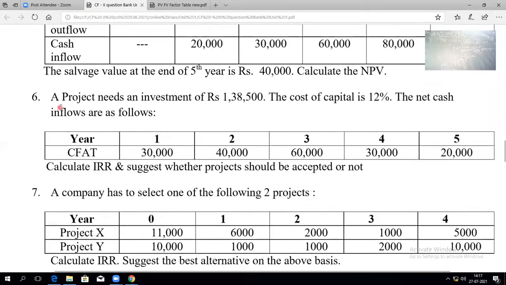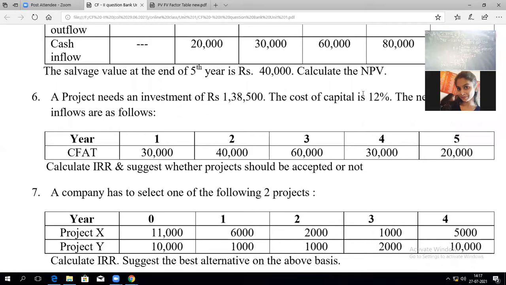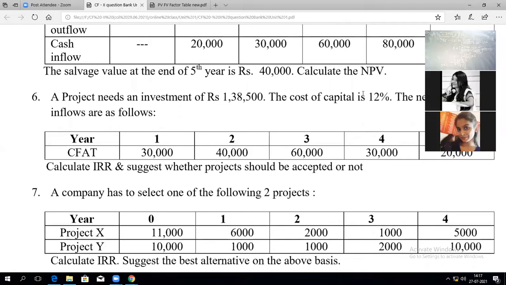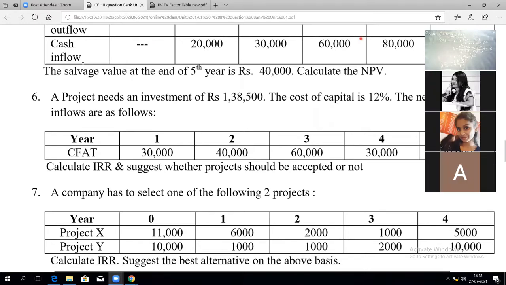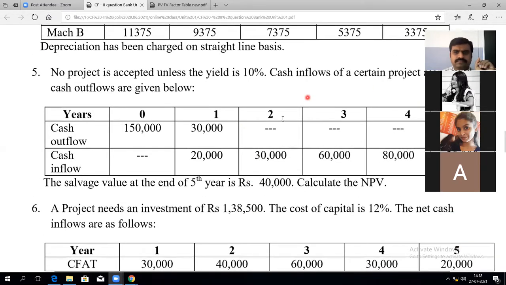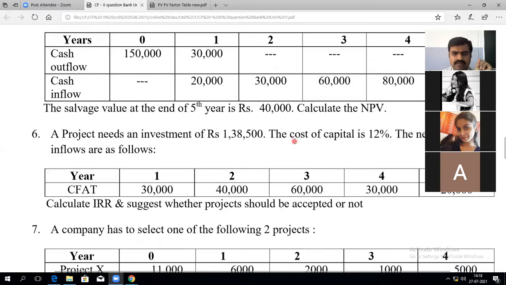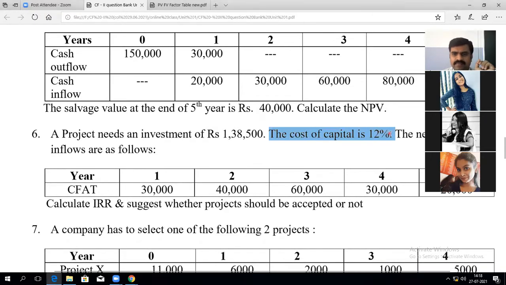Now tell me, I think for this question we didn't write the conclusion. What is the conclusion I'm going to write? Not accept, sir. We should not accept it, because the IRR is less than the cost of capital. What IRR did we get? 9.94%. And what is the cost of capital? 12%. So please write the conclusion.